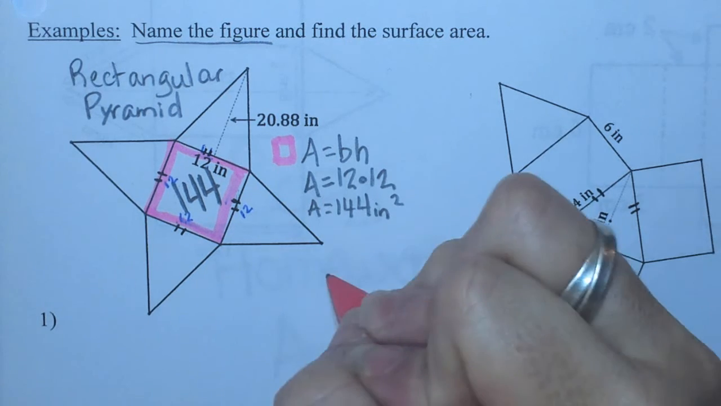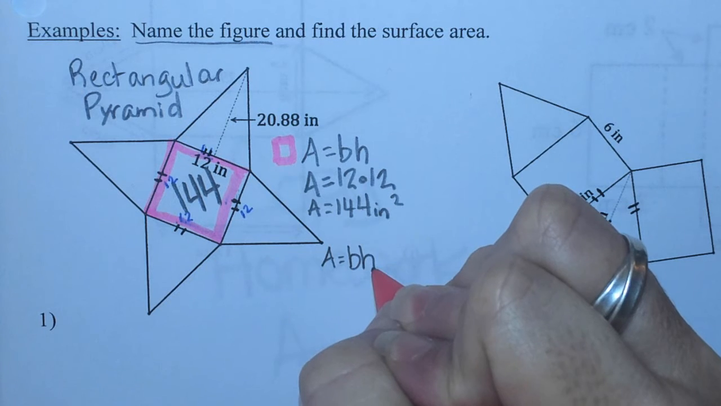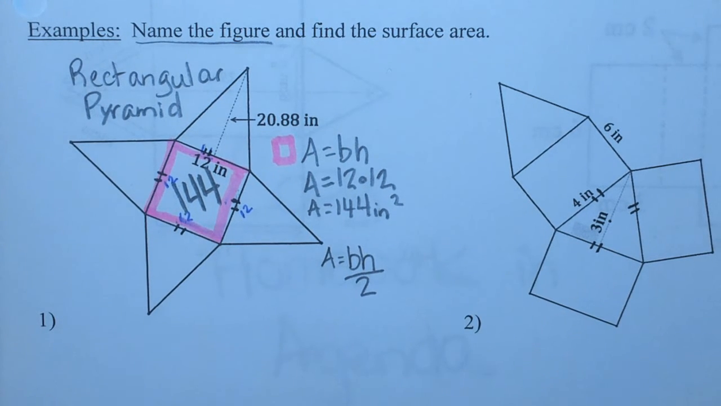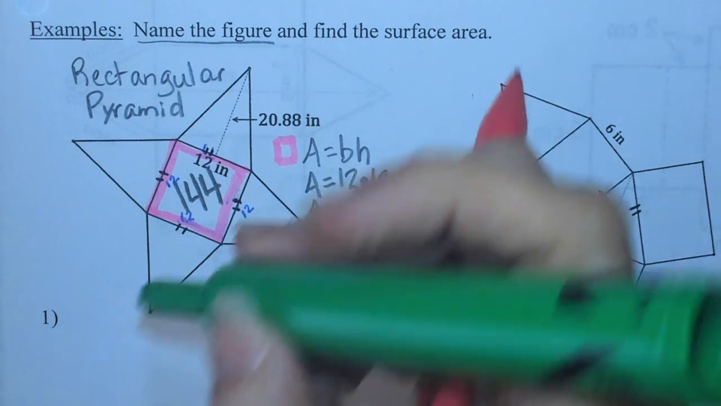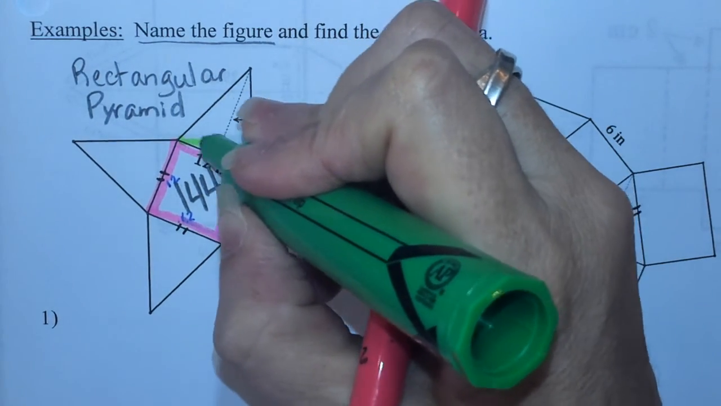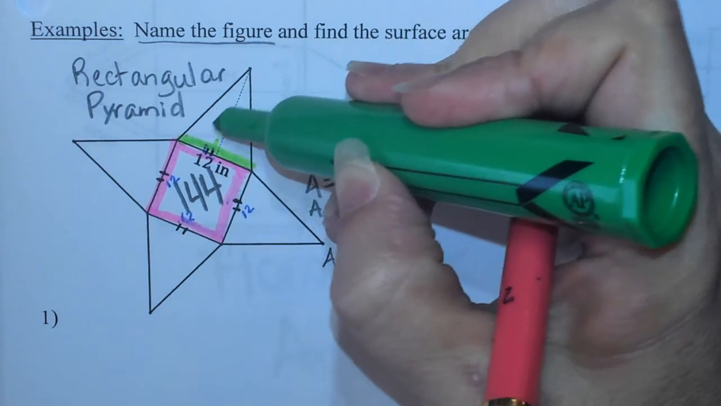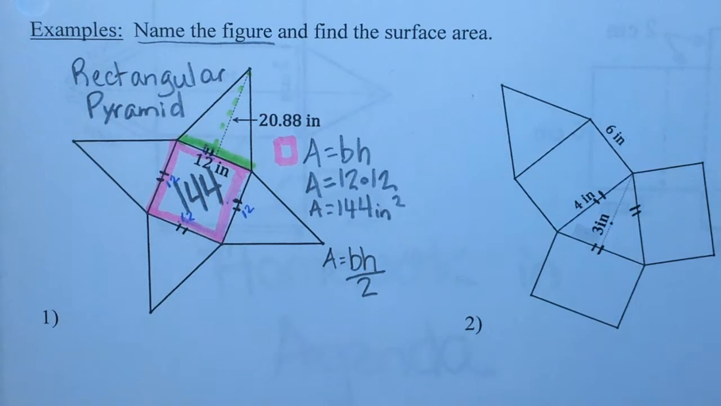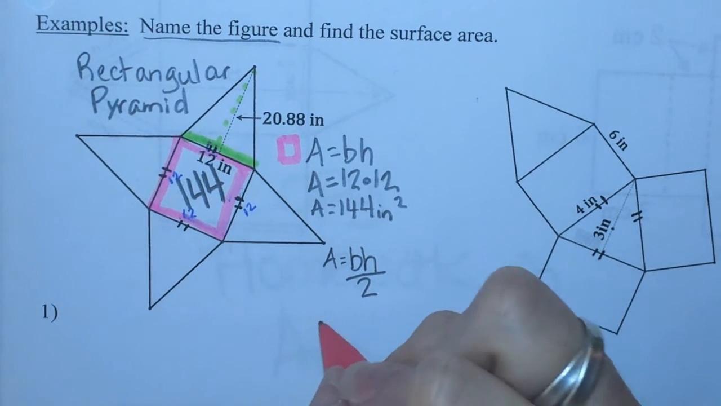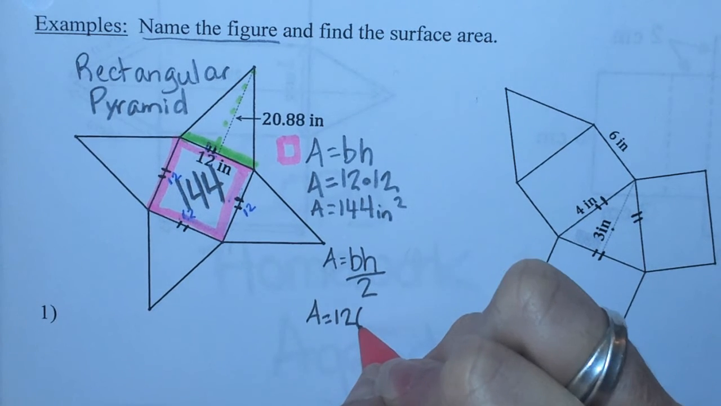Now, I know the formula for a triangle. We need a base, we need a height, and to divide by 2. Now, you got to do this on the right angle thing, meaning right here. Here is my base. My base is 12. My height is 20.88.